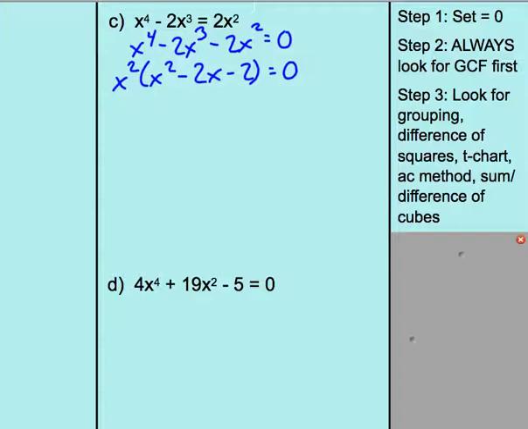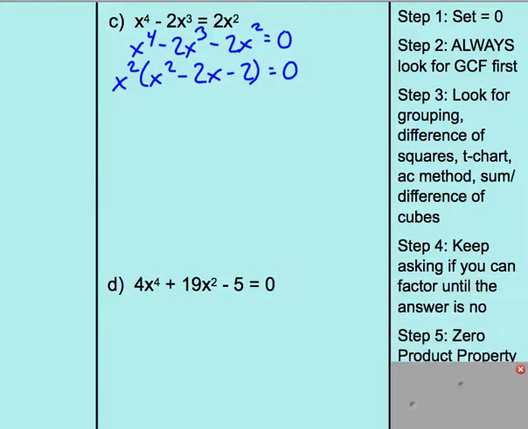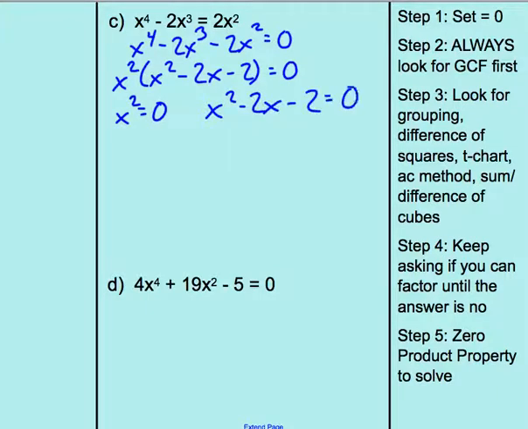So I'm going to think, can I use the t-chart since my lead coefficient is 1? What multiplies to -2 and adds to -2? I'm not seeing any factors. So it looks to me like we are done factoring. So to finish solving, we're going to use the zero product property. So either x squared equals 0, or x squared minus 2x minus 2 equals 0. And we'll use the quadratic formula on that one as well.